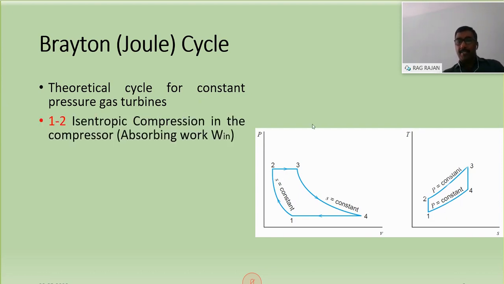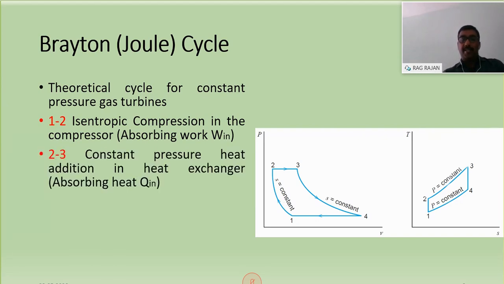You can see a PV diagram. This is a PV diagram and this is a TS diagram. You can compare both the PV and TS diagrams when the processes are explained. So 1 to 2 is isentropic compression in the compressor. Isentropic compression, as we know, may be an ideal situation. We will see it later. During this isentropic compression, W in, that is the work of compression or work required for the compressor, is absorbed. So 1 to 2 is a work-consuming process.